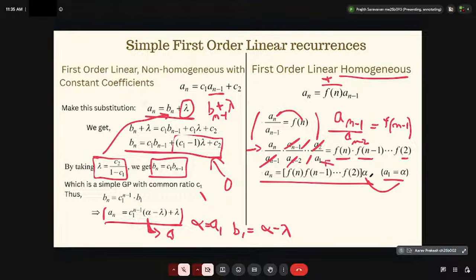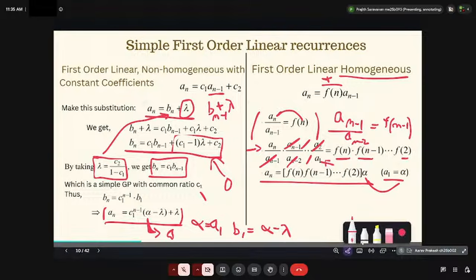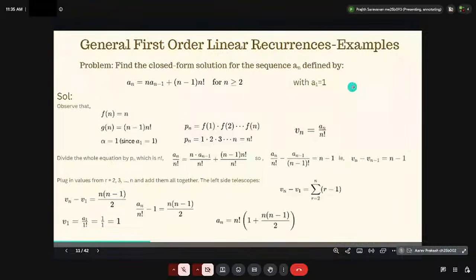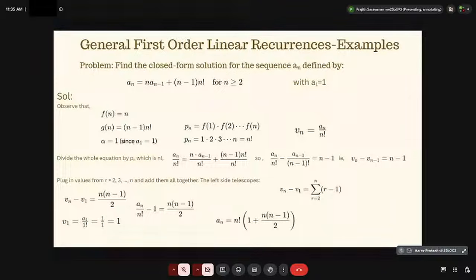Yeah, okay, I'll continue. Okay, so this is the next example. This one is a first order linear recurrence. This is the most general example. So here it's non-homogeneous, and does not even have a constant coefficient.